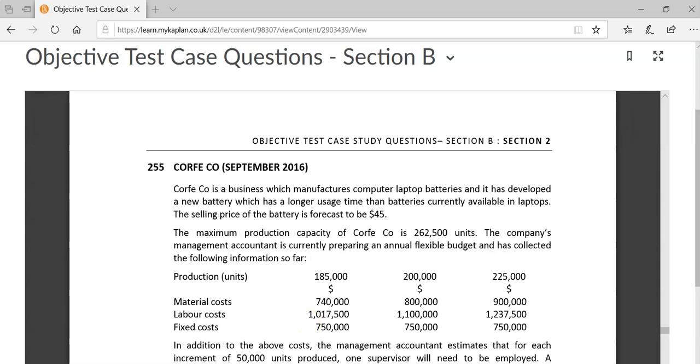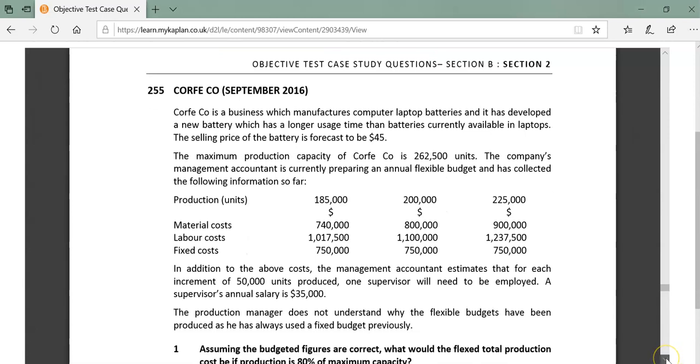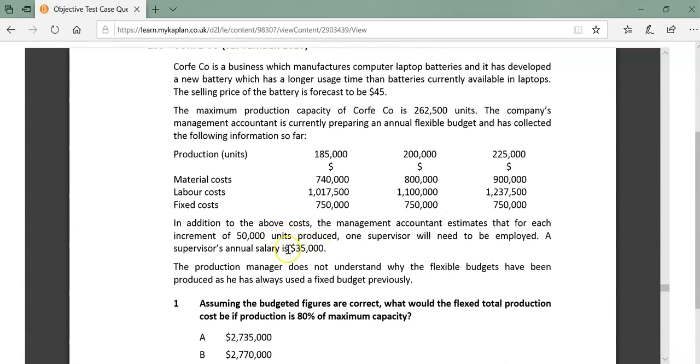We have a scenario where we have a flexible budget. We have these variable costs happening here, and then we have these units, and then we are told what the maximum production capacity is, and then we're really playing around with this movement. We're also given some additional information that for every 50,000 units we will need a supervisor. It says in addition to the above, so that's not included in here.